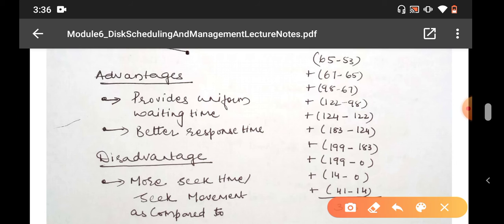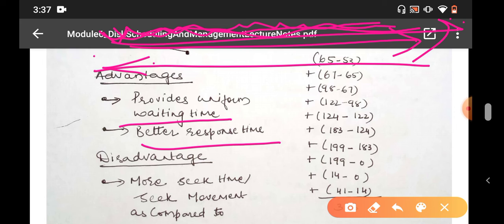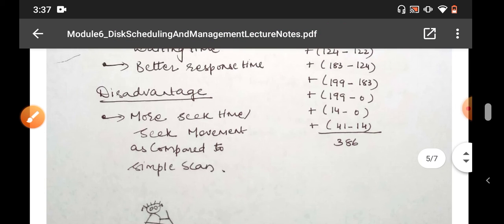Provides uniform waiting time. Yes, that's correct. Better response time. Obviously, because while going in one direction only the request is served, and in the other direction no requests, so he can come back fast and take all the requests which might have come after servicing in this line, in real time. That's very good. Disadvantage: more seek time and seek movement. Obviously there is one penalty, because in one direction it is not serving requests, so there will be more seek time and seek movement as compared to simple SCAN.